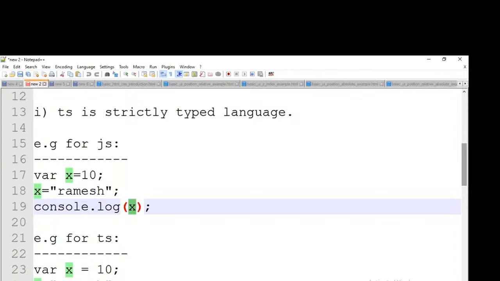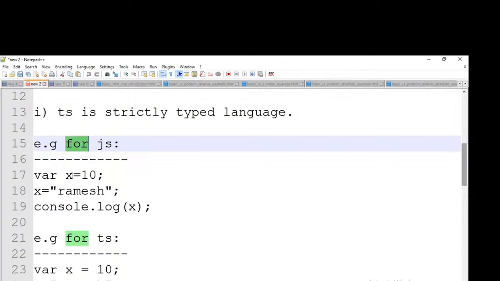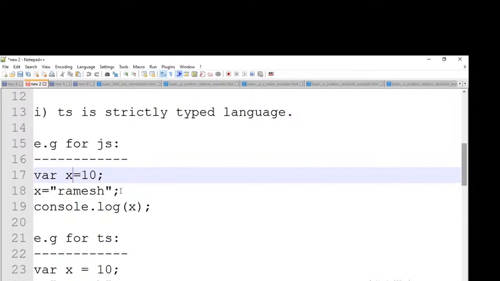10, Ramesh, or error in JavaScript? Respond everybody. Just guess. We'll get the output as Ramesh only. Why? Because this is a loosely typed language, so no need to mention the data type here. It will pick only the latest value and give the related output.